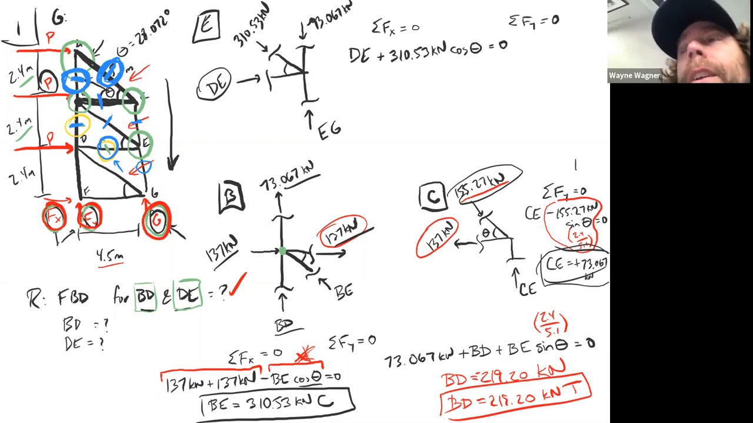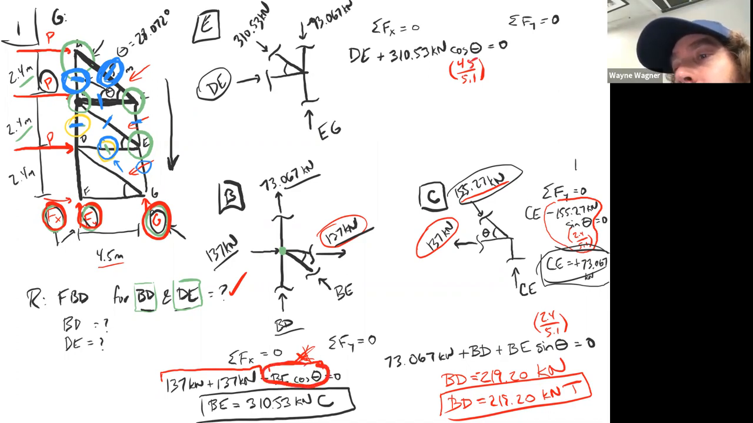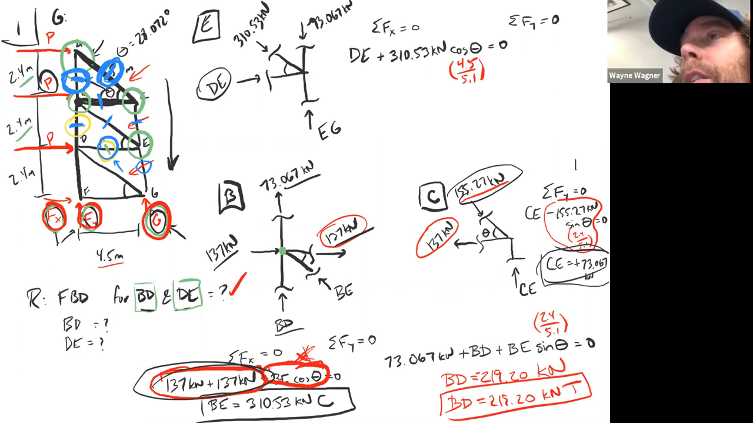28.072 equals 0. And again, I could use the cosine, or I can use the similar triangles. I prefer the similar triangles. You can do whatever you want. So the similar triangles in this case is 4.5 over 5.1. Or I can use, like down here, I can see BE cosine theta is this. So any way you want to do this, you plug this in a calculator, you're going to get what I'm going to put right here. So it's basically these two numbers added up. So that's 274. So DE equals 274 kilonewtons.